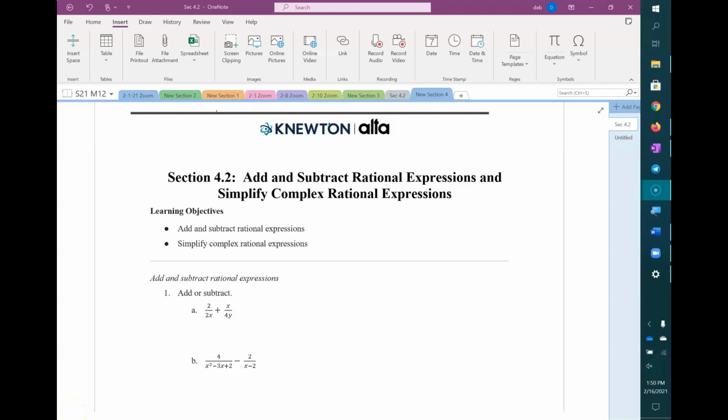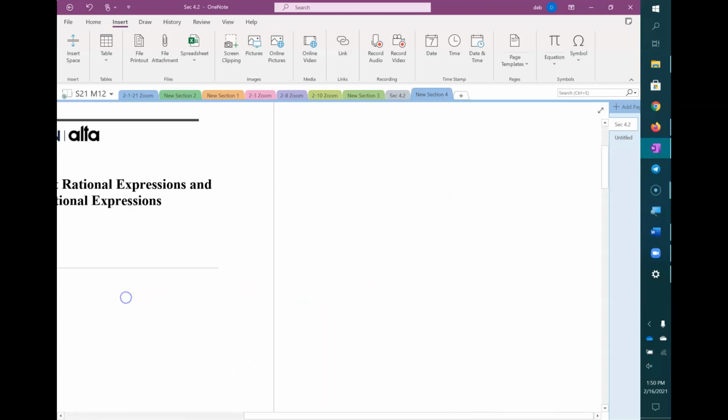So this is Newton, section 4.2. It has two parts to it: add and subtract rational expressions and simplify complex rational expressions. I'm going to do just the first one on this video, and then I'll make a separate video for the next one. So let's do a little bit of remembering about just how to add fractions together.